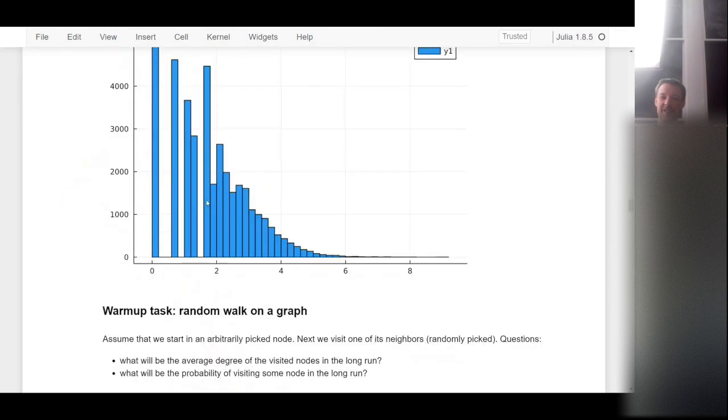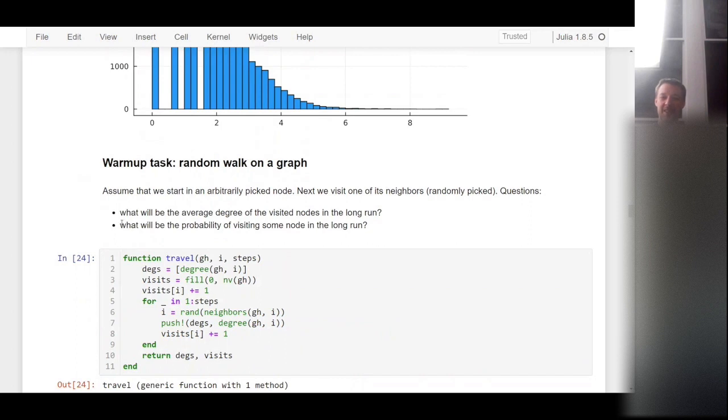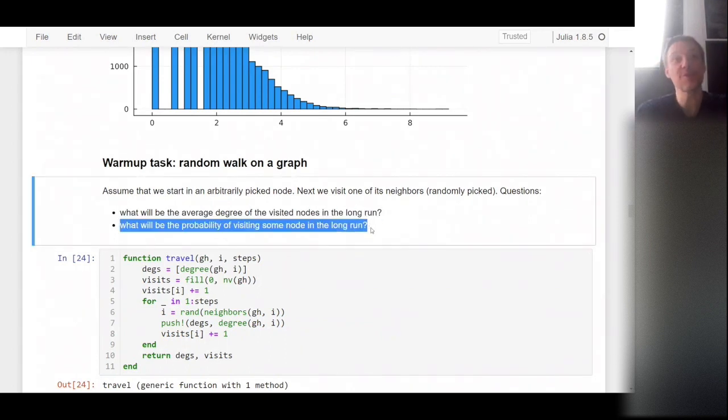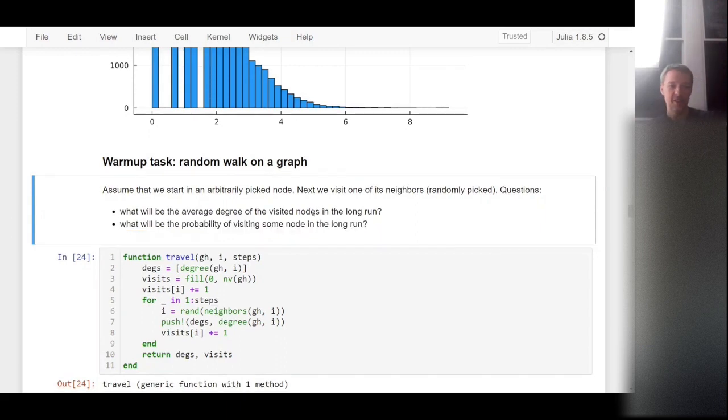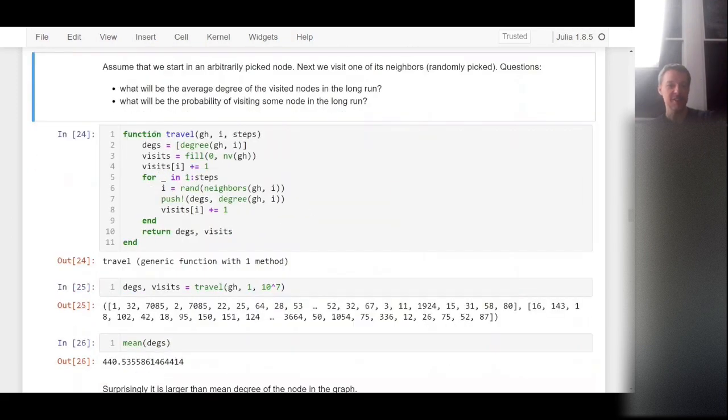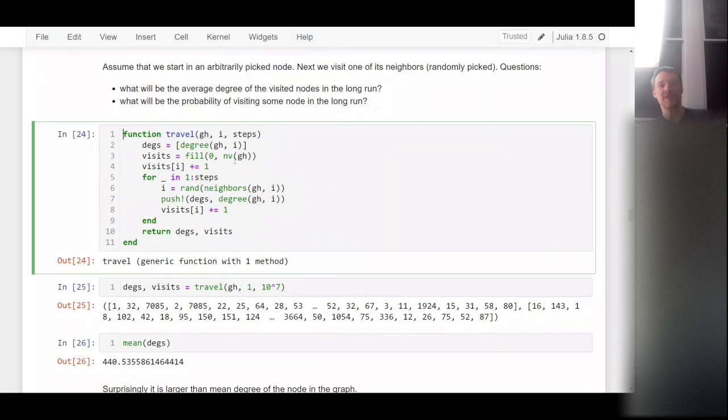Exactly. So essentially what you say is that the probability of visiting a node in the long run is not uniform, right? And which nodes do you think are visited more often? High degree nodes will be visited more often. So this is exactly, now we will learn in two ways how to verify this. So first way to verify this is by simulation.